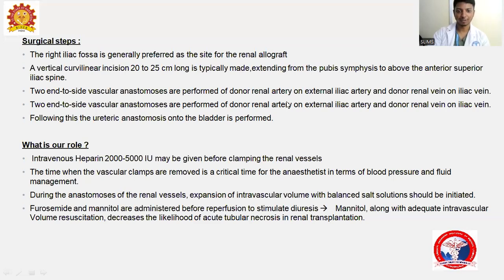The time when the vascular clamps are removed is a critical time for the anesthetist in terms of blood pressure and fluid management. During the anastomosis of the renal vessels, expansion of the intravascular volume with balanced solution should be initiated. Furosemide and mannitol are administered before reperfusion to stimulate diuresis.